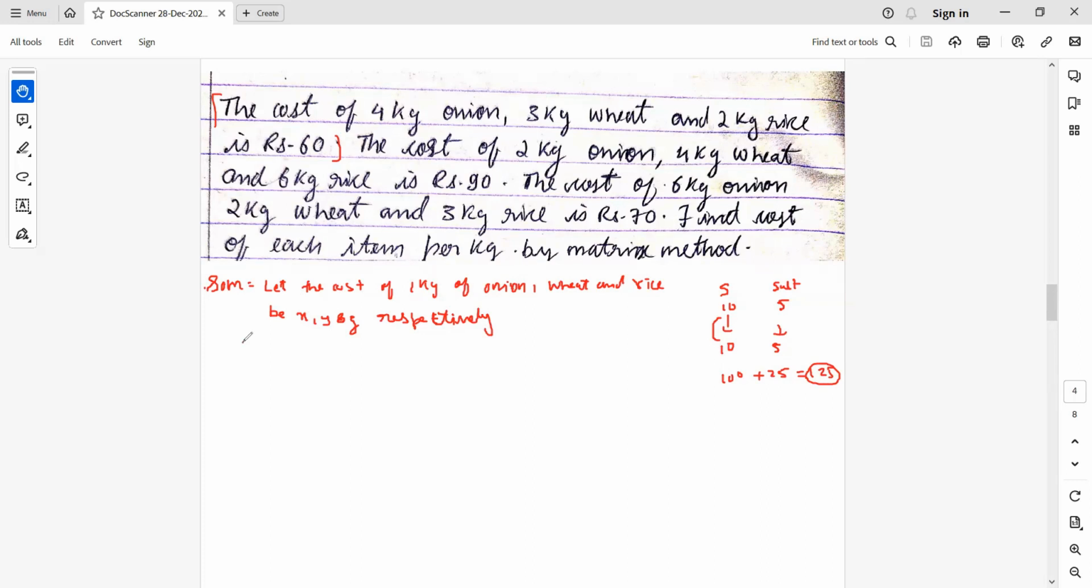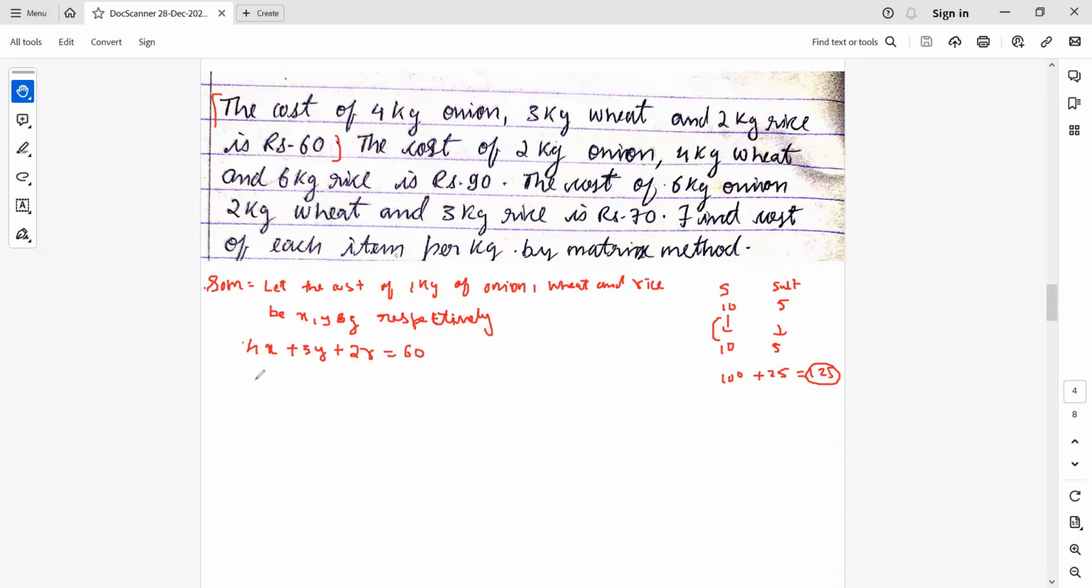So here the first equation will be, see, 4 kg of onion, so 4 into x, and then 3 kg of wheat, it will be 3 into y, and then 2 kg of rice, it will be 2 into r, which will be equal to 60. Okay, so the sum is 60.